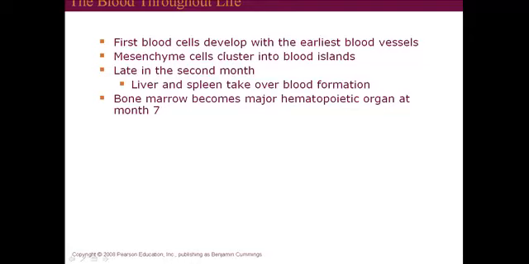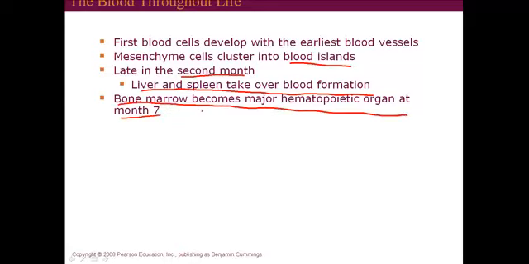So, the first blood cells develop with the earliest blood vessels. Mesenchyme cells cluster into blood islands. Late in the second month of gestation, the liver and spleen take over the blood formation, and then that will migrate to bone marrow at about 7 months. That's all you need to know about that.